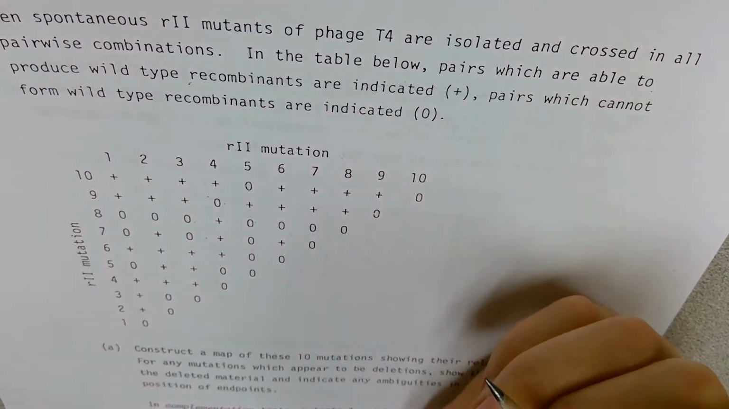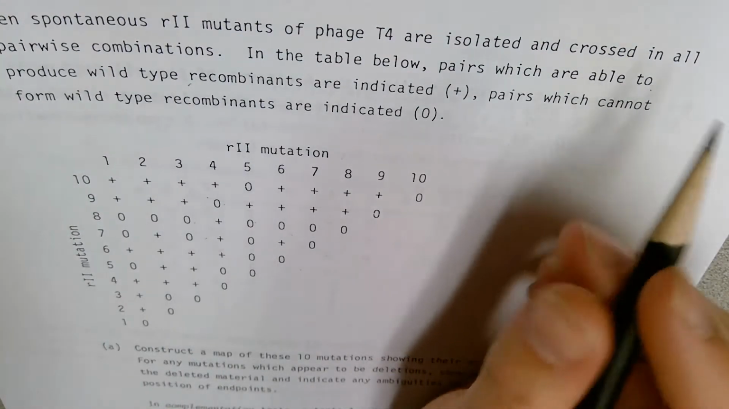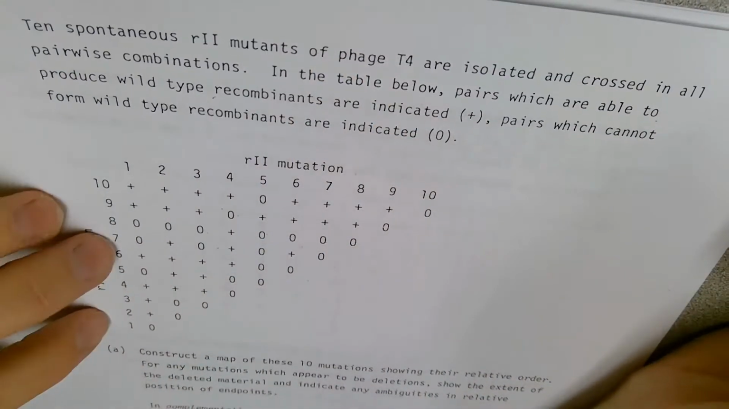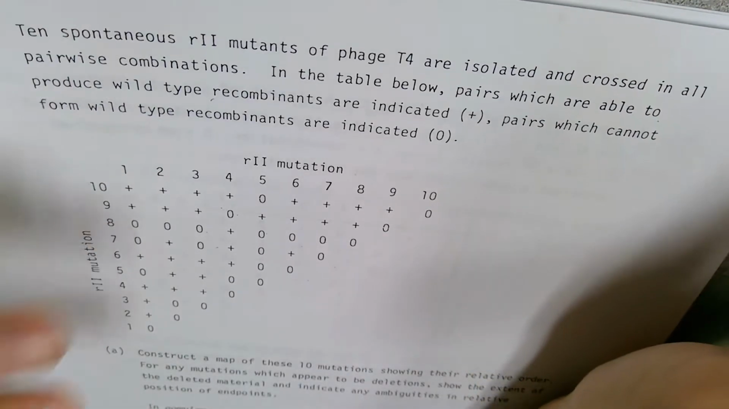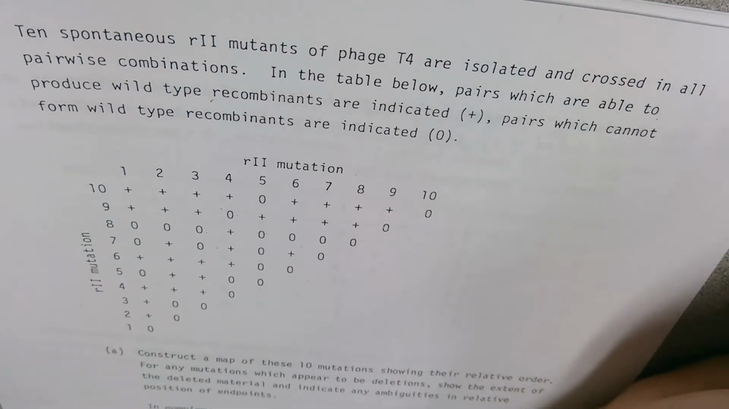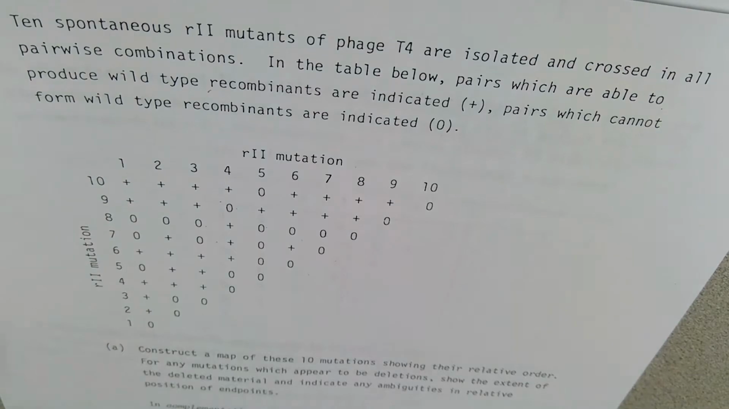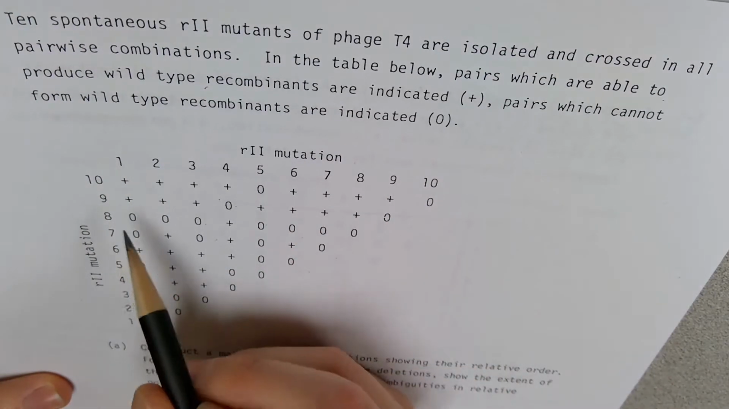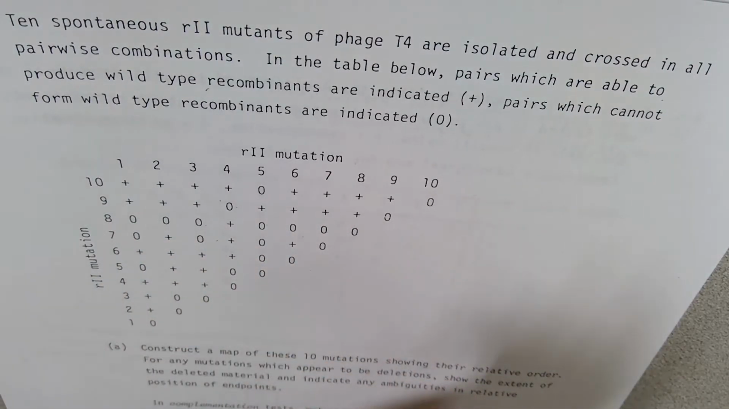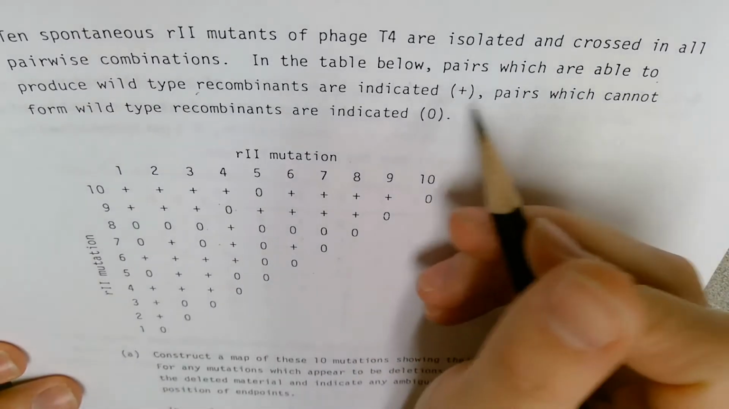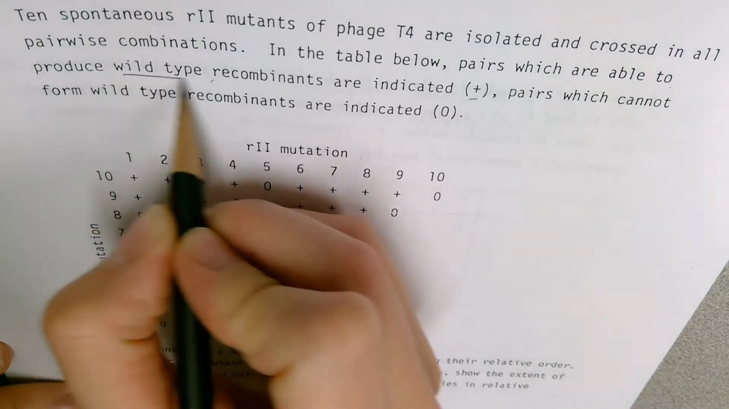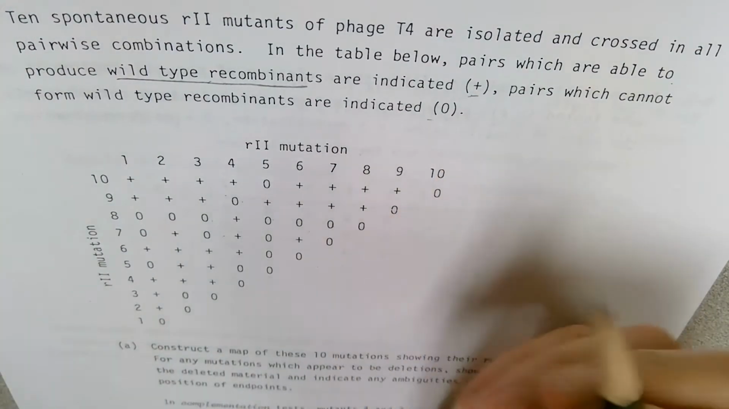So this is an example of recombination mapping from problem set number 2. It's A16, and it's pretty much your standard recombination mapping problem. Anytime you have to do something like this, the same strategy applies. It's asking us to construct a map based on these mutants, and basically if there's a plus, then they can recombine and produce wild type recombinants. And if there's a 0, then it can't do that.